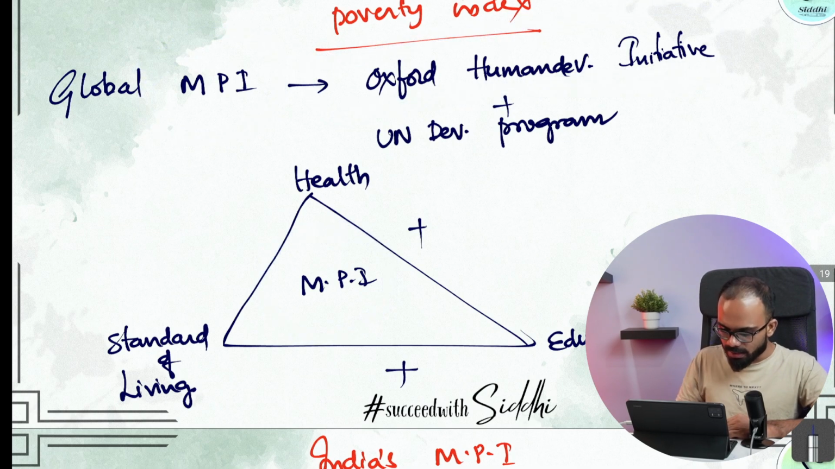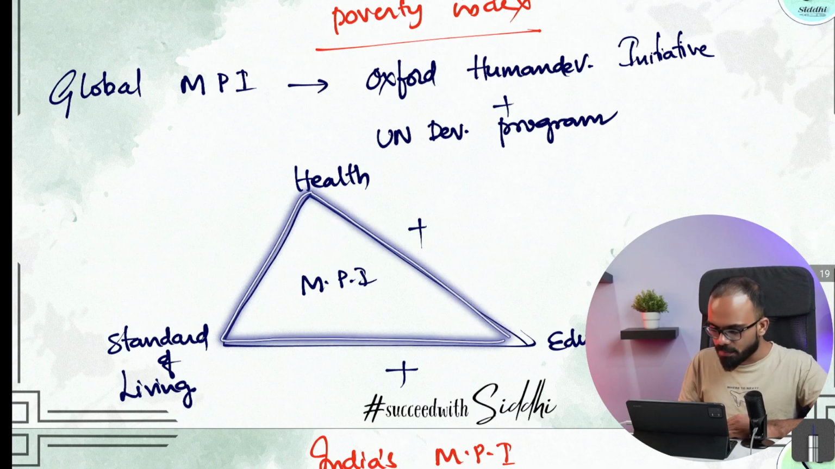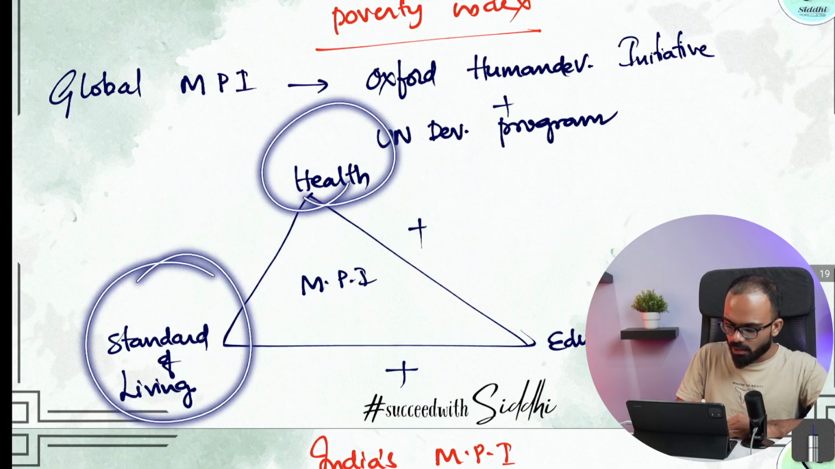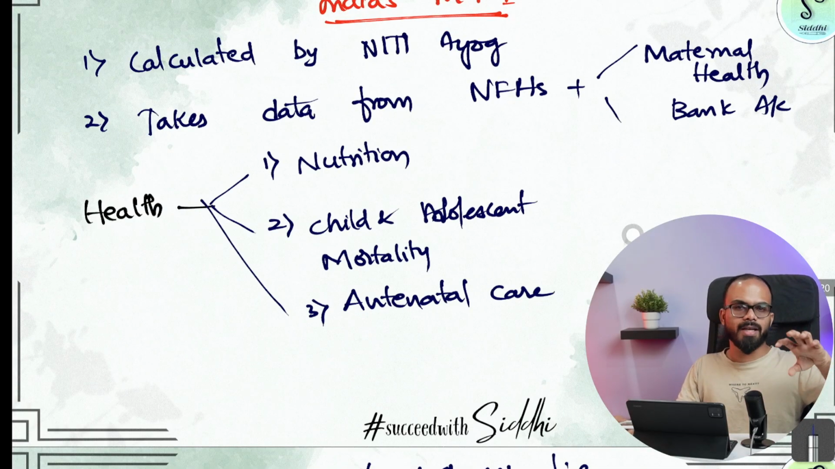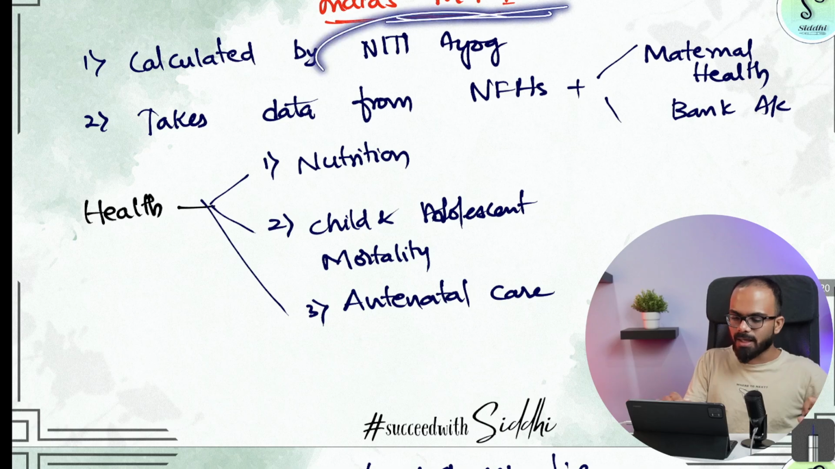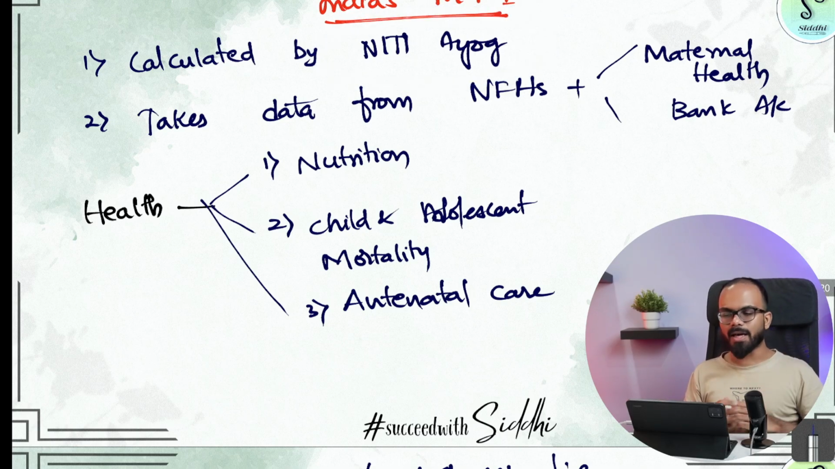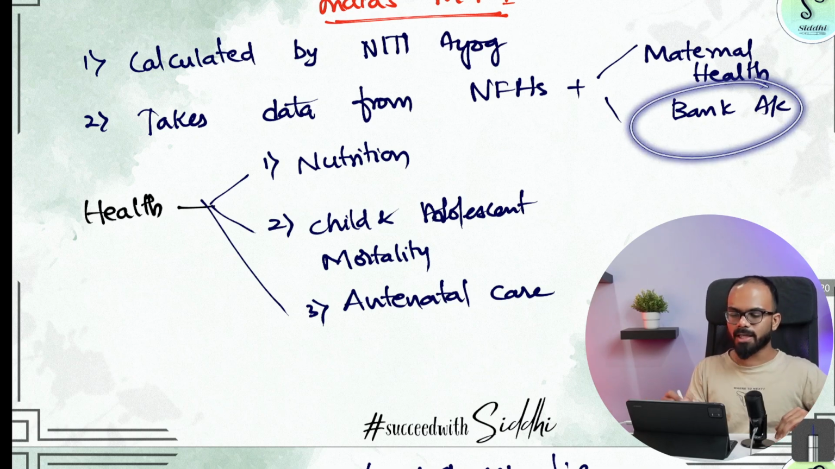Multidimensional Poverty Index contains three aspects. One is health, the other is standard of living, and the third is education. In India, there is one more index which is known as the Multidimensional Poverty Index. India's MPI is calculated by NITI Aayog. NITI Aayog takes data from the National Family Health Survey. It considers maternal health, and it also takes the data of bank accounts.